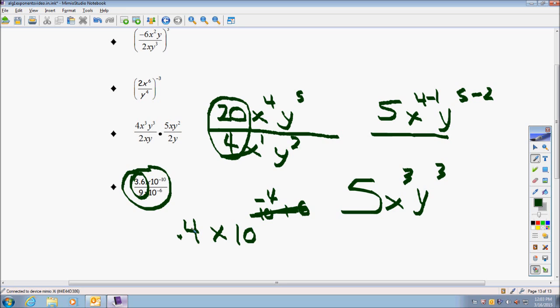The problem is that's not scientific notation. We're going to make this one bigger, move it over 1. If we're going to do that, we need to make this one smaller. So times 10 to the negative 5.